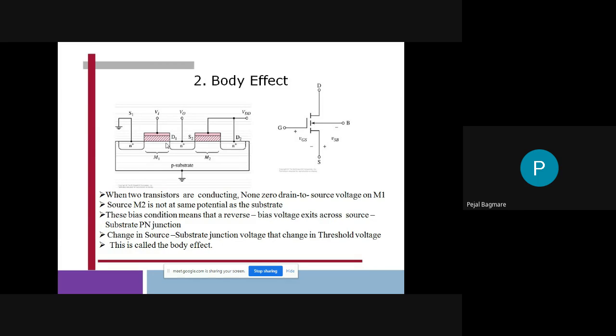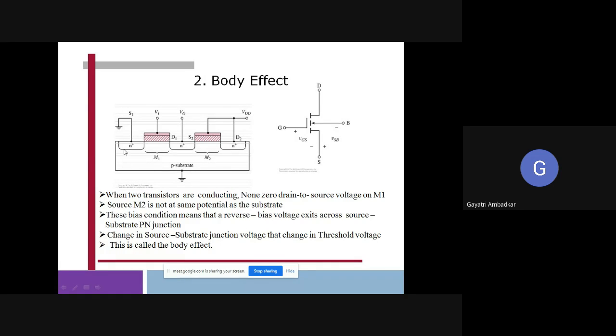Ma'am, when a number of MOSFETs are connected, then the source of the first MOSFET can be grounded, but the drain of the second MOSFET also acts as the source of the first MOSFET. So the source to substrate voltage changes, and the change in the source to substrate voltage also changes the threshold value. Very good, Pejal.